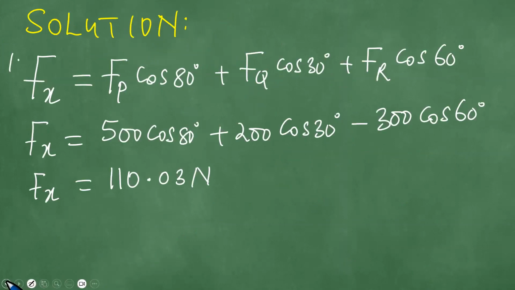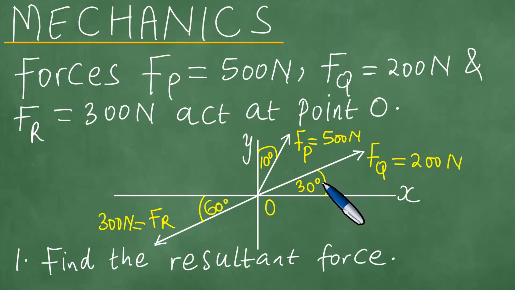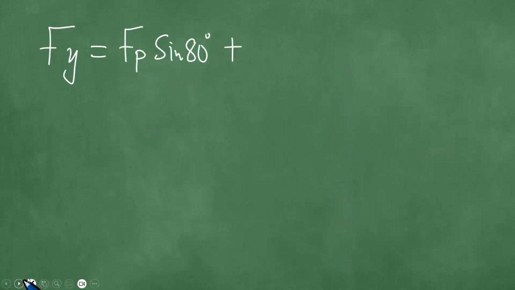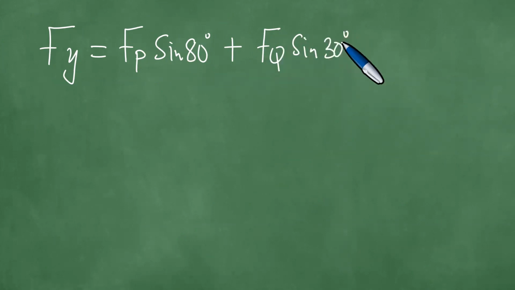Let's look at force Q. Now, force Q is this one. It makes an angle of 30 degrees relative to the horizontal, and the vertical component will therefore be Fq times the sine of 30 degrees. So it's going to exactly be Fq, the sine of 30 degrees. Then we go on to say if we have another force Fr, the sine of 60 degrees.